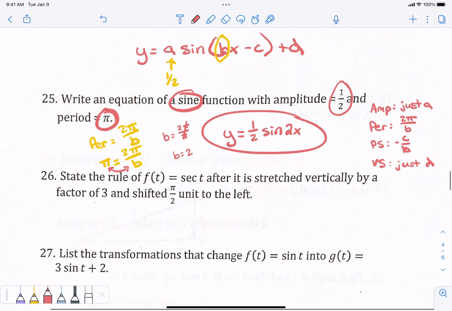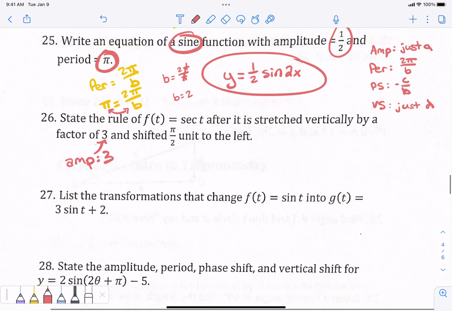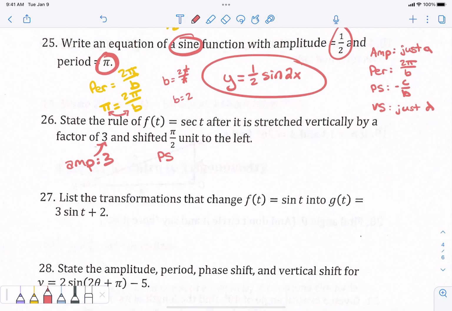All right, here we go. 26. State the rule for secant if it's stretched vertically by a factor of 3. What does that affect? D is moving it up and down. That's not it. This is stretched vertically, up and down. Amplitude is now 3. That's just a fancy way of saying your amplitude is 3. You've stretched it vertically. It's going higher and lower. And shifted pi over 2 units to the left. C, that's my phase shift. Phase shift is pi over 2 to the left, so it's minus pi over 2.